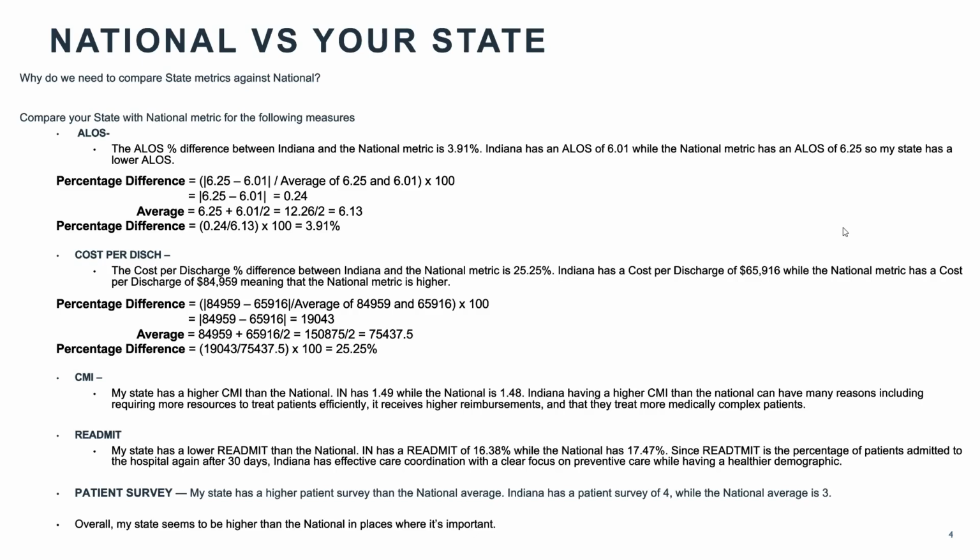The cost per discharge difference between Indiana and the national metrics is 25.25%. Indiana has a cost per discharge of $65,916, while the national metric has a cost per discharge of $84,959, meaning that the national metric is higher. And right below it, you see the calculations.